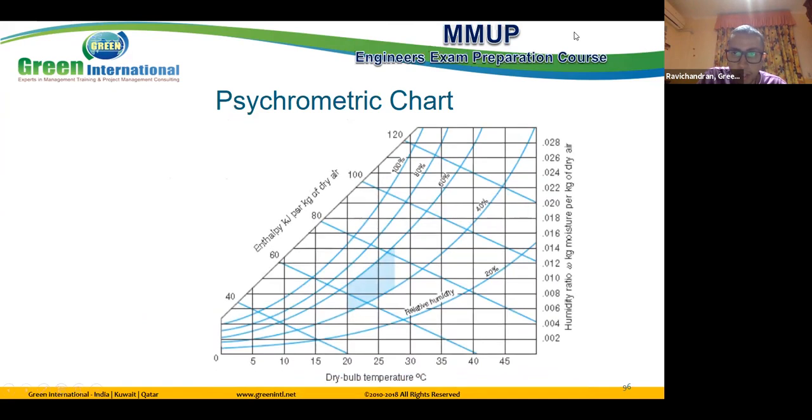Psychometric chart. Here in the psychometric chart, I bring two figures, one is simple, the other one is more advanced. Let's see the first one, the easy one. You should know what each line refers to. The question asks for the line. I start with dry bulb.